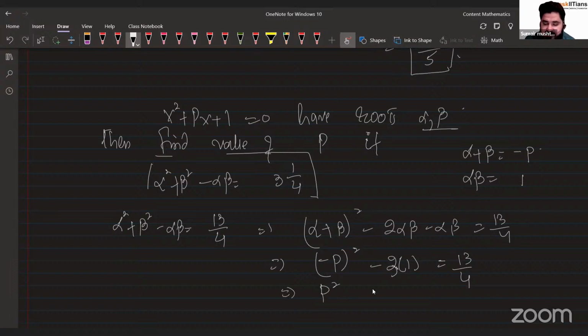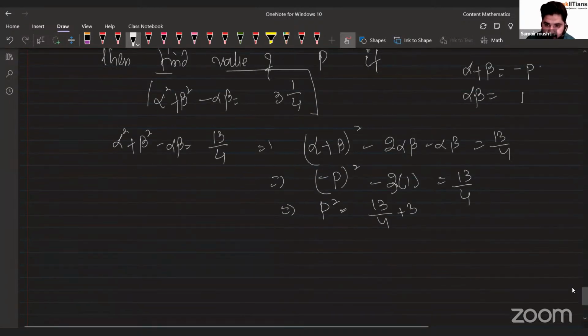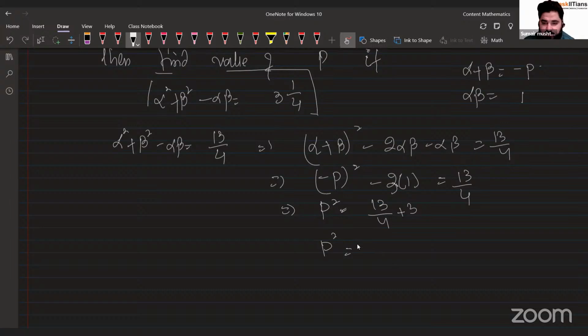So p square is equal to 13 upon 4 plus 3, right? So what will be this? So p square is equal to 13 plus 12 upon 4. P square is equal to 25 upon 4. So I can write this as 5 by 2. Simple.